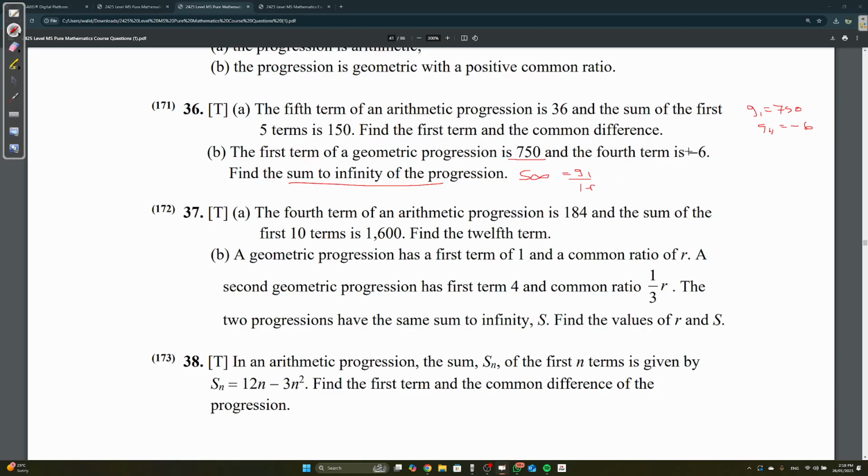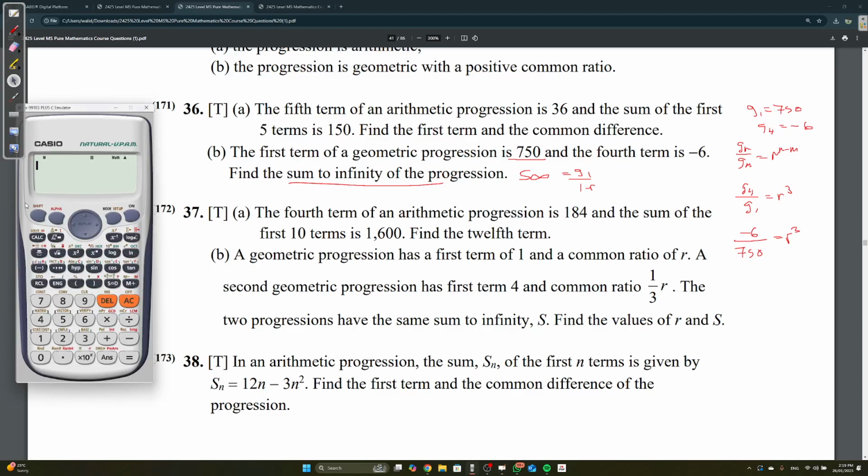But anyway, g1 over 1 minus r. We have g1, we don't have r, but we have g4 and g1. So what do we know? Using Gn over Gm is equal to r to the power of n minus m, you can find the ratio. So G4 over G1 is equal to r to the power of 4 minus 1, which is r cubed. So negative 6 over 750 is equal to r cubed. So r is the cube root of negative 6 over 750, and you're going to get negative 1 over 5.